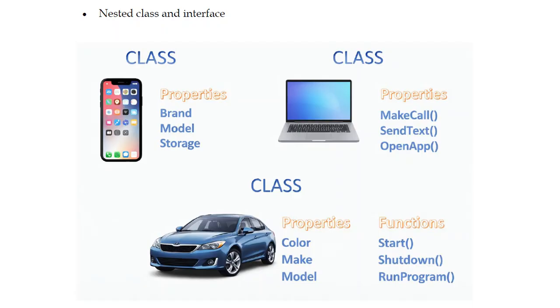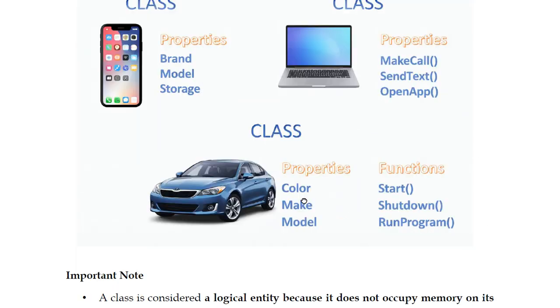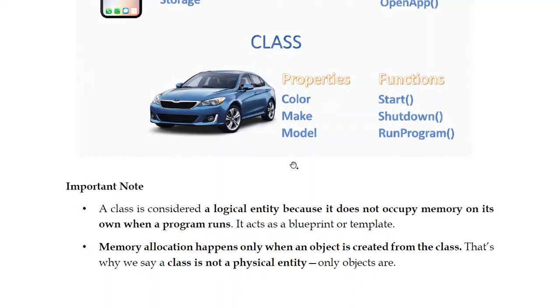Then what are the methods? If you take the mobile phone, you can make a call, send an SMS, browse. These are actions. For a laptop: start, shut down, run a program, browse. For a car: driving. These are actions.